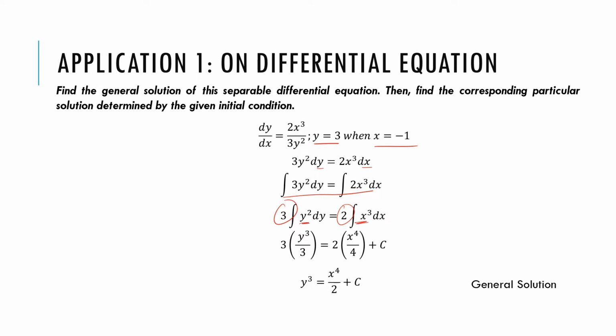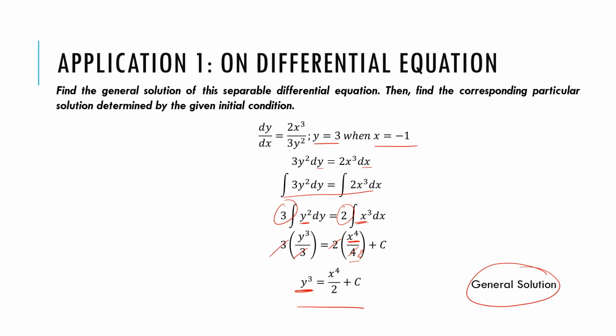Magiging y cubed over 3. Ito, x raised to 4 over 4 plus c. Then, cancel out this part. Then, cancel out 2. Yeah, y cubed is equal to x raised to 4 over 2 plus c. This is the general solution, guys.